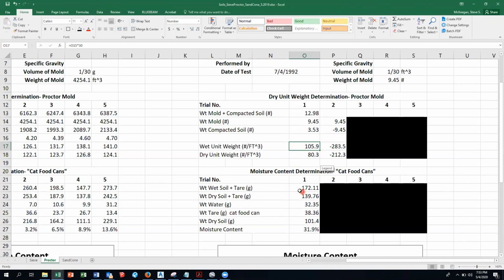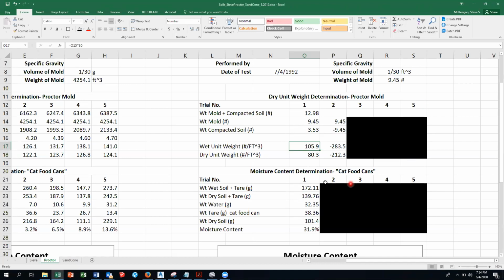Okay, so what he's going to do is, as he takes that sample out of the mold, he's going to capture some of it and put it in that cat food can and weigh it immediately. Why does he have to weigh it immediately? Because the moisture is going to evaporate and it'll throw off his data. So he weighs it immediately, just a little sample of the soil from that mold. And what does he do? He puts it in the oven, and this is what it weighs after it's dry.